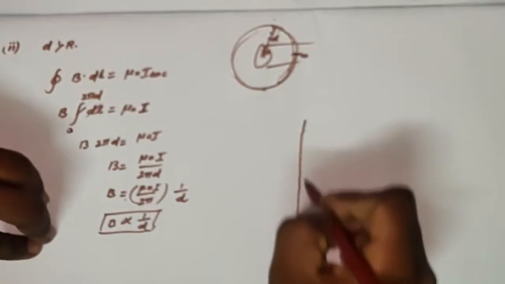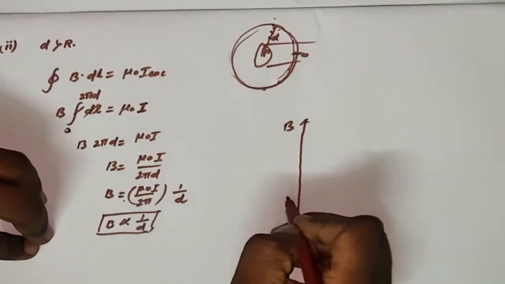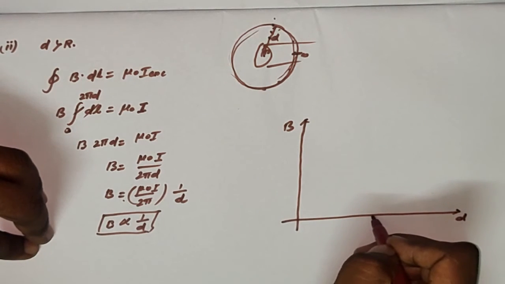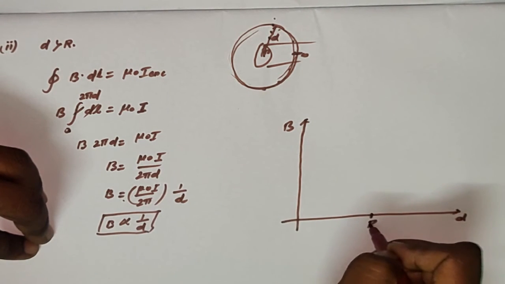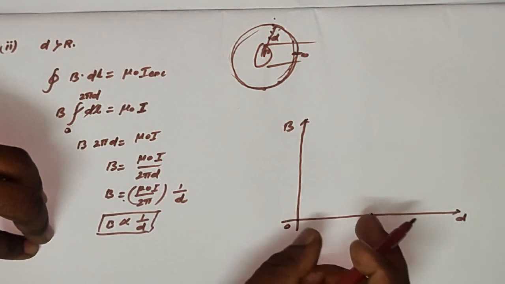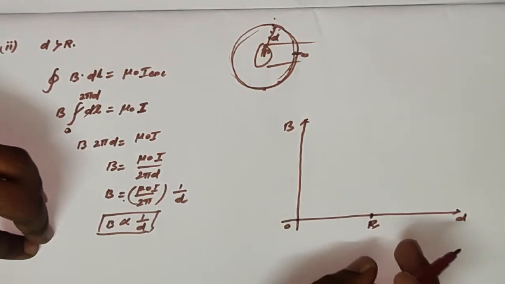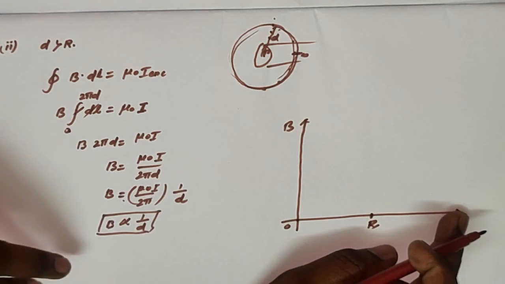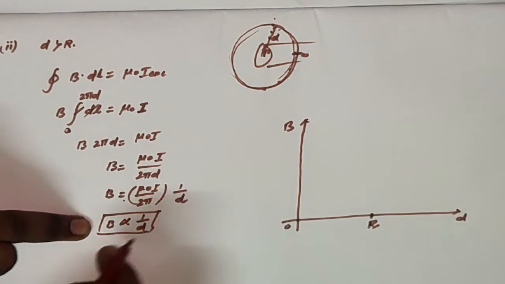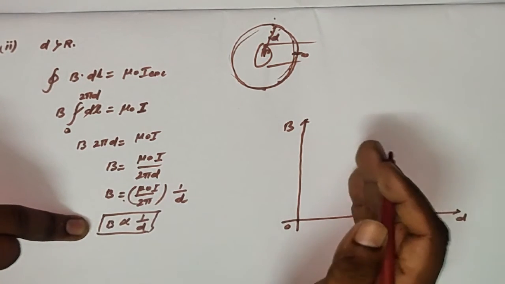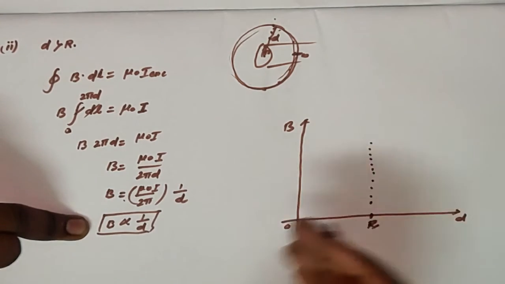Now we can draw this graph. Suppose we take the y-axis as magnetic field, the measurement axis, and the x-axis as the radial distance. Here there is a separatrix, the radial distance d equal to r. That means 0 to r represents inside the cylinder, how the magnetic field varies. R to d represents outside the cylinder. Outside the cylinder, B is inversely proportional to d. This is a separatrix. This portion represents inside the cylinder, and this portion represents outside the cylinder.